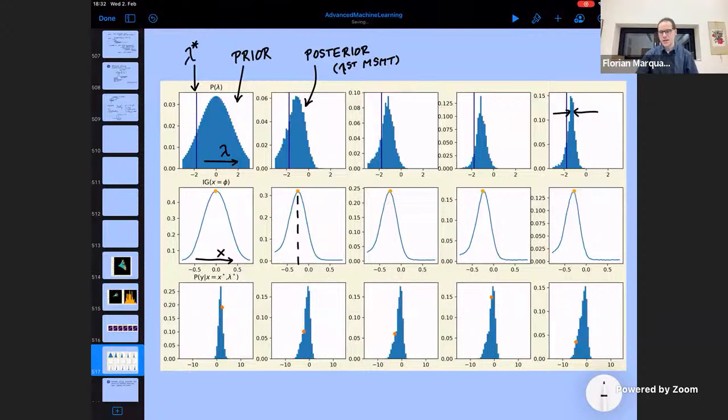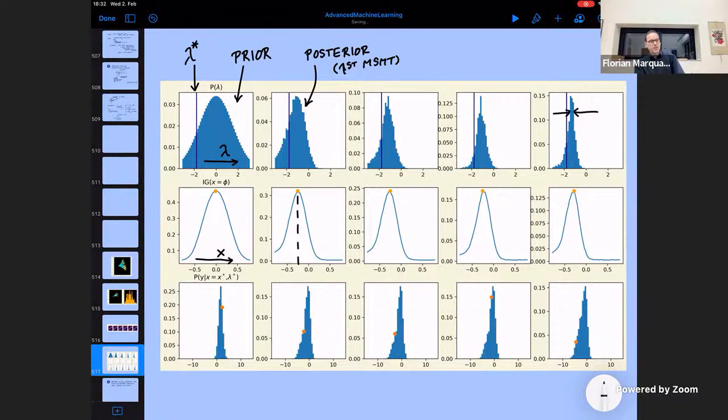Okay. And so what you also see is that the lambda distribution has a tendency to concentrate more on the real value of lambda. But you also see that after this number of measurements, the maximum of the lambda distribution that we got is not, of course, the same as the true value. So that will happen only later when it converges even more. Okay, so that was one example.